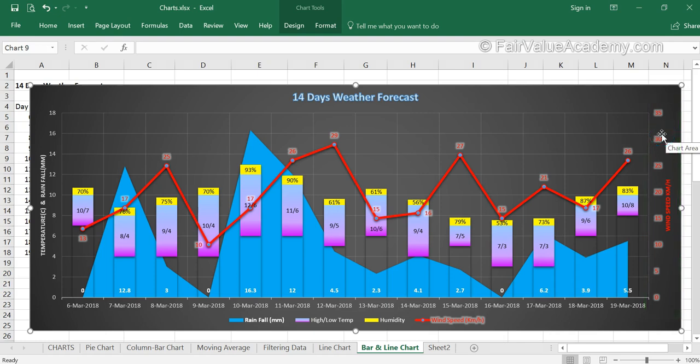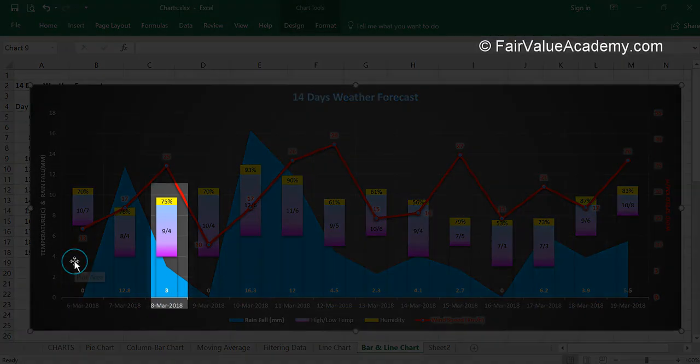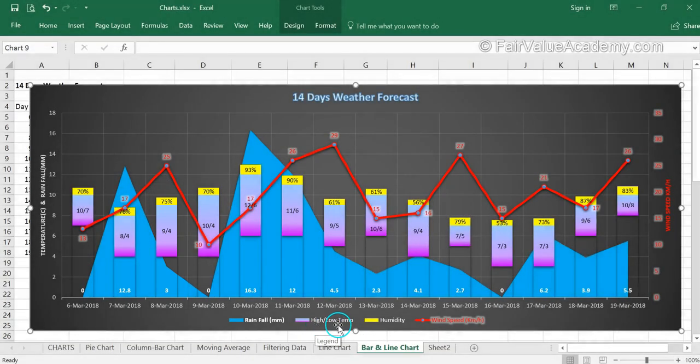3 kinds of charts are being used here. The area chart is used to represent the rainfall, and the rainfall is mentioned at the bottom of each data element. The stacked column charts are used to display high and low temperatures and humidity percentage, and the wind speed is represented by a line chart.